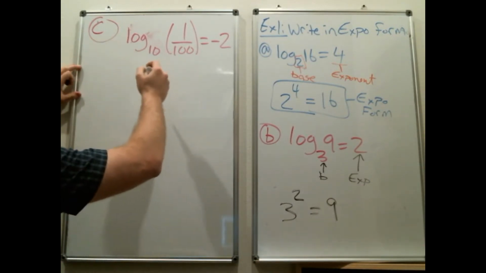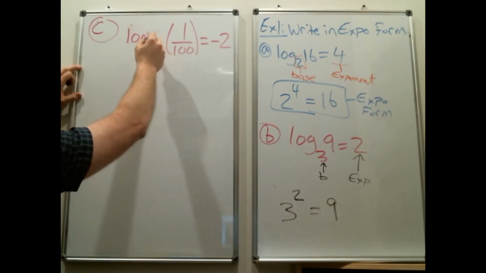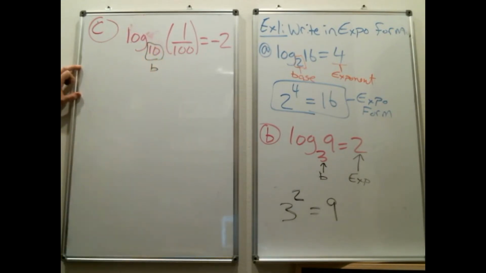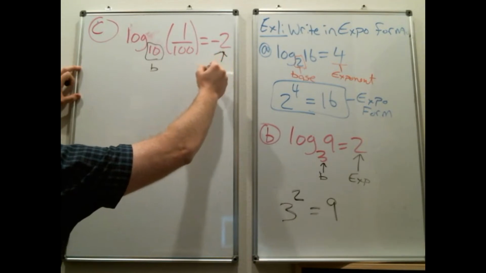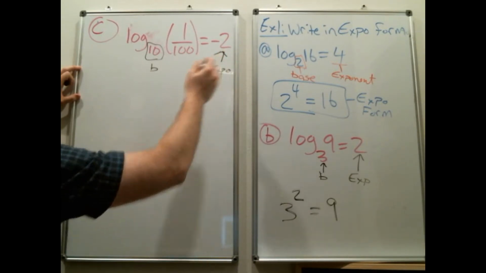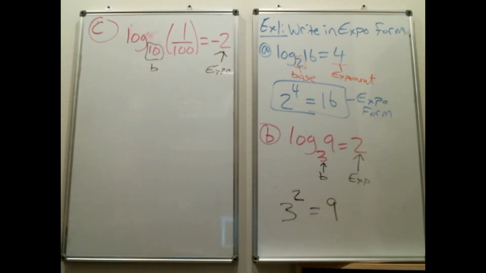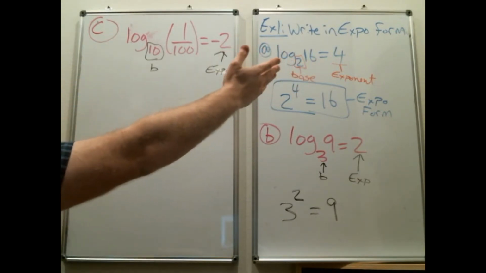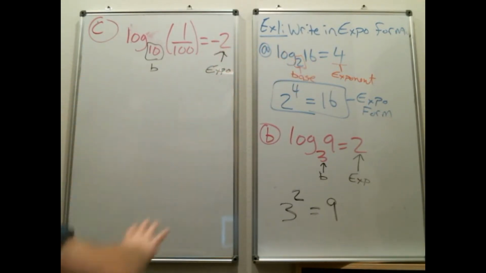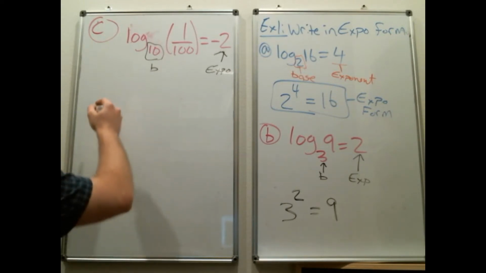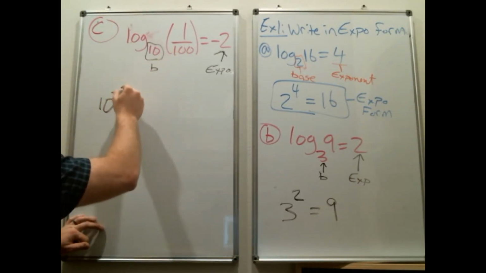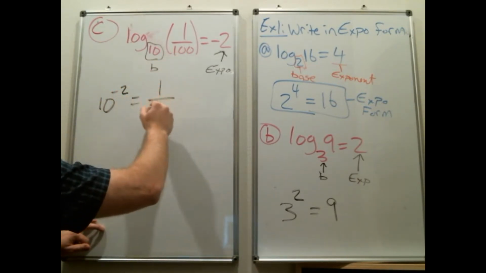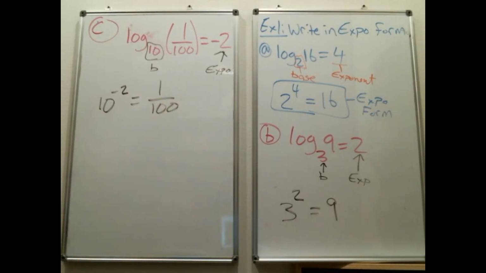So let's do that. My base is here, that's my b. And then this is my exponent. I know that's my exponent because there's a log in here, and what's on the other side of the equal sign by itself is my exponent. So my base, I said, was 10. My exponent is -2. And that equals what's left over, 1 over 100.